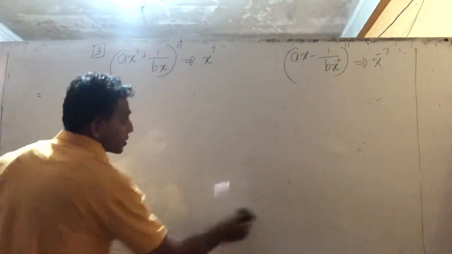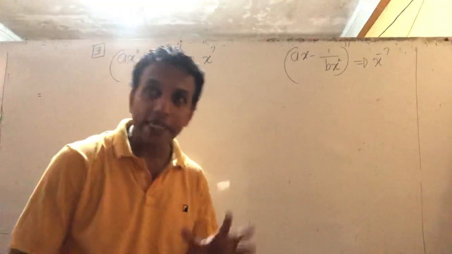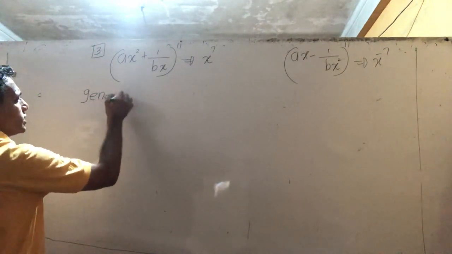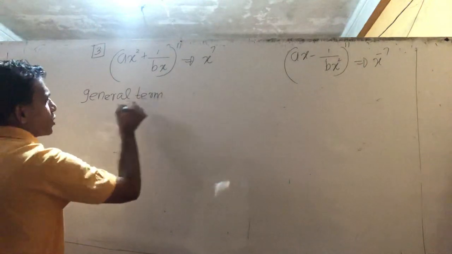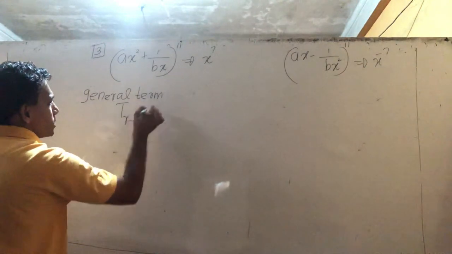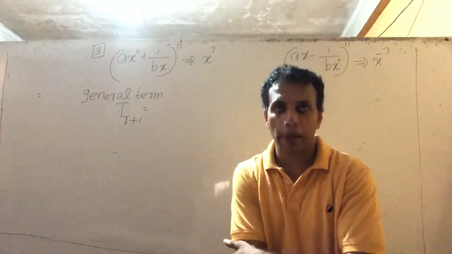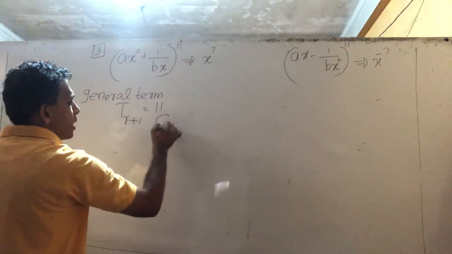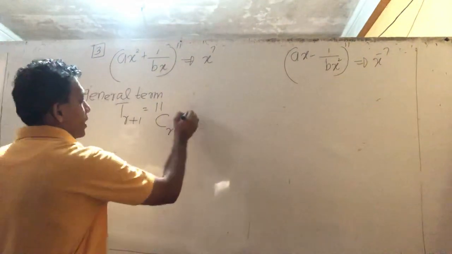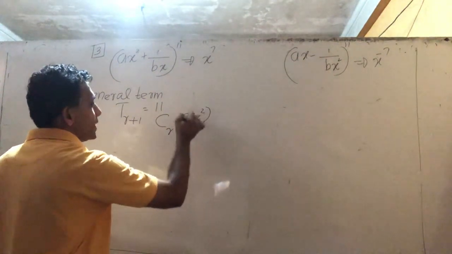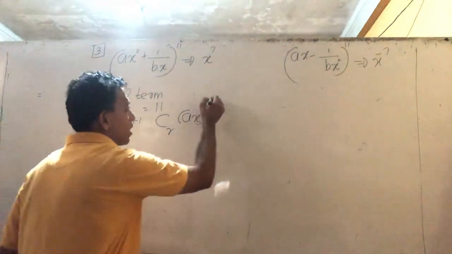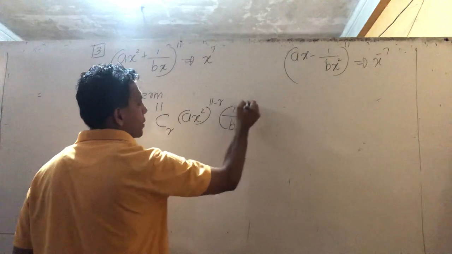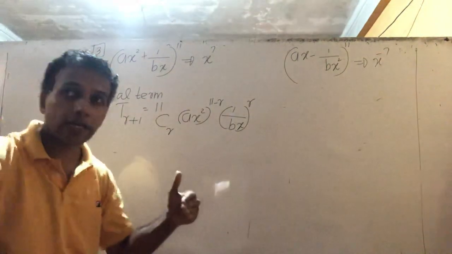So the idea in such a problem is we find the general term of each expansion. We call the general term T(r+1), capital T. How to write the general term? 11Cr, (a x squared) to the power 11 minus r, and (1 over b x) to the power r. This is the method of writing the general term of any expansion.